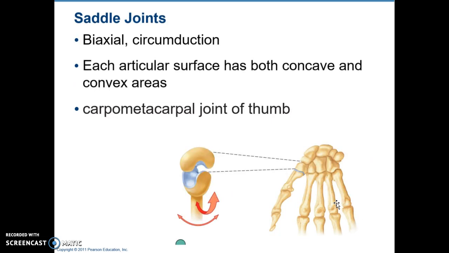Then you have a saddle joint, which there are not very many of in the body, perhaps only just one. In a saddle joint, both of the surfaces have both concave and convex areas. So if you look at just this bone here, this part is convex and this part is concave. This allows for both biaxial angular movement and circumduction. The example of this is the joint between your thumb and your wrist, or your carpometacarpal joint.